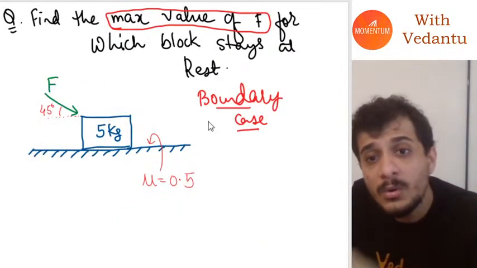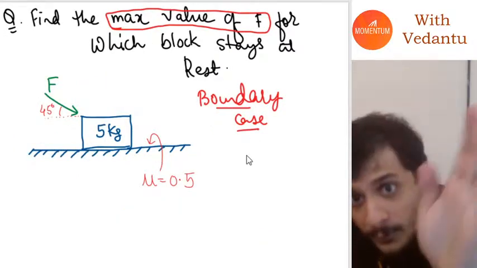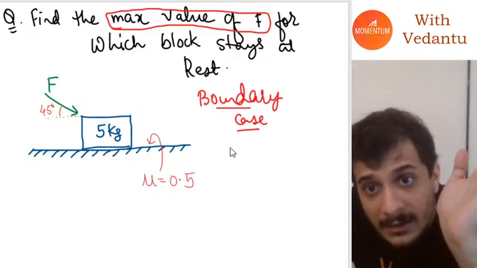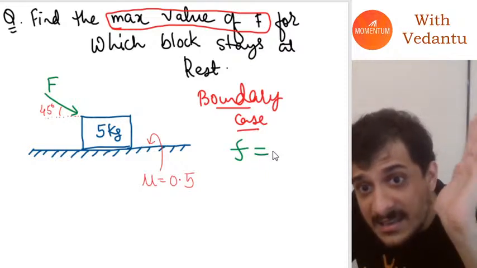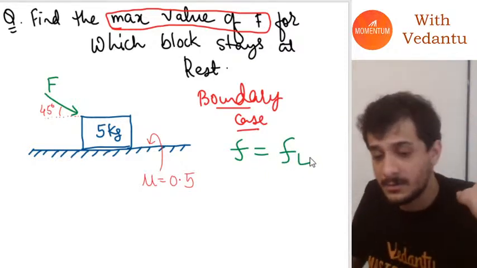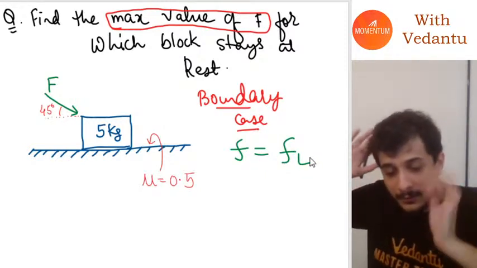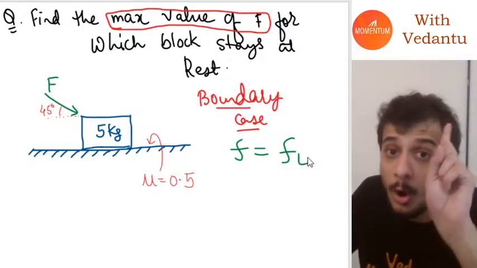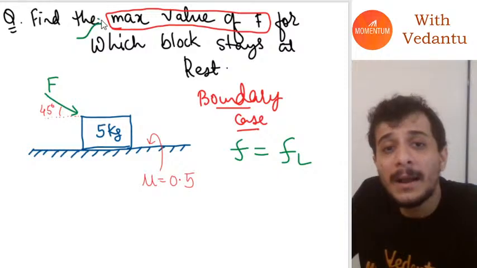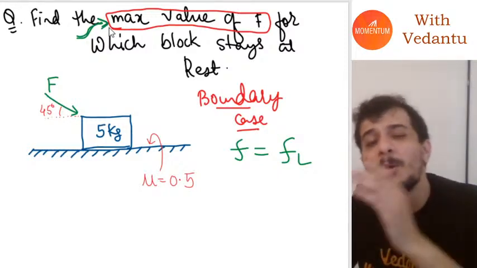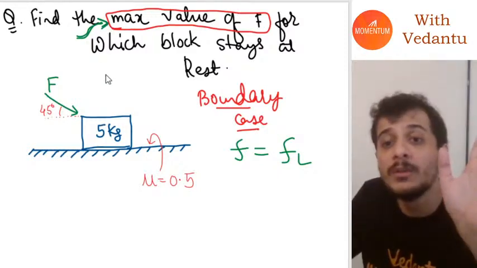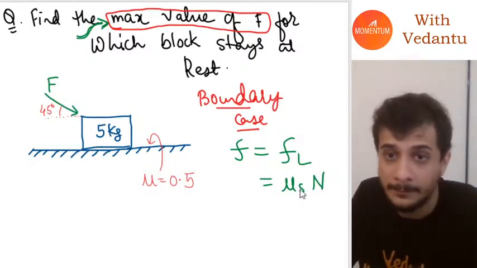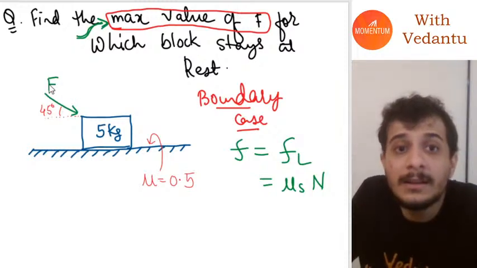So what you will do is you will directly assume that the value of friction is equal to limiting static friction. You will assume this as a boundary case. It's not always true, but whenever you have maximum and minimum questions where the block is already just about to move, you can assume its value to be limiting static friction, which is mu s into N. So let's solve it like that.